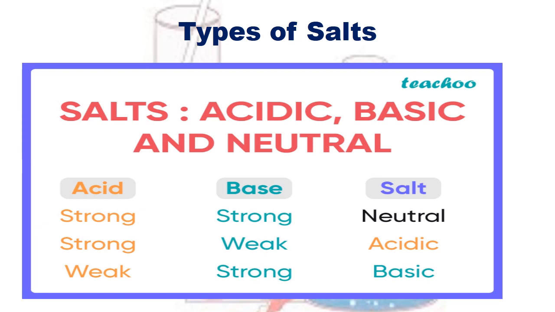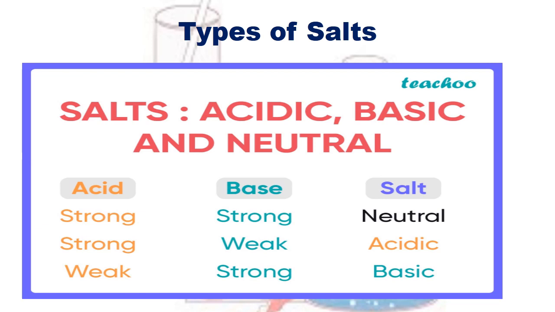Now we basically have 5 types. I'm going to start with the 3 common ones first. We have the acidic salt, basic salt, and neutral salt. Acidic salt is a type of salt that is produced by strong acid and weak base. So at the end of the day, the salt is acidic. In other words, it has a pH value of less than 7.